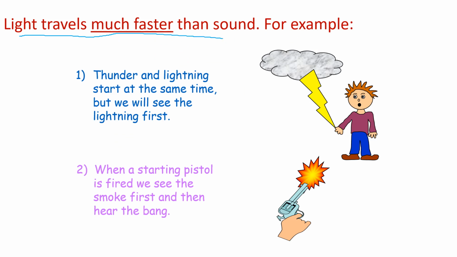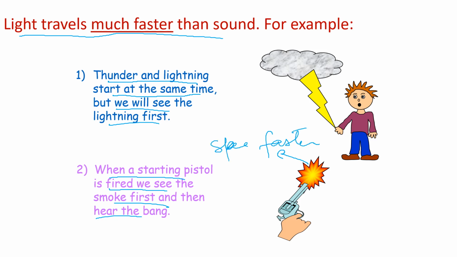Light travels much faster than sound. That's why, with thunder and lightning starting at the same time, we see the lightning first, isn't it? When a starting pistol is fired, we see the smoke first and then hear the bang. Why is the smoke first? Because light is faster. Its speed is faster.